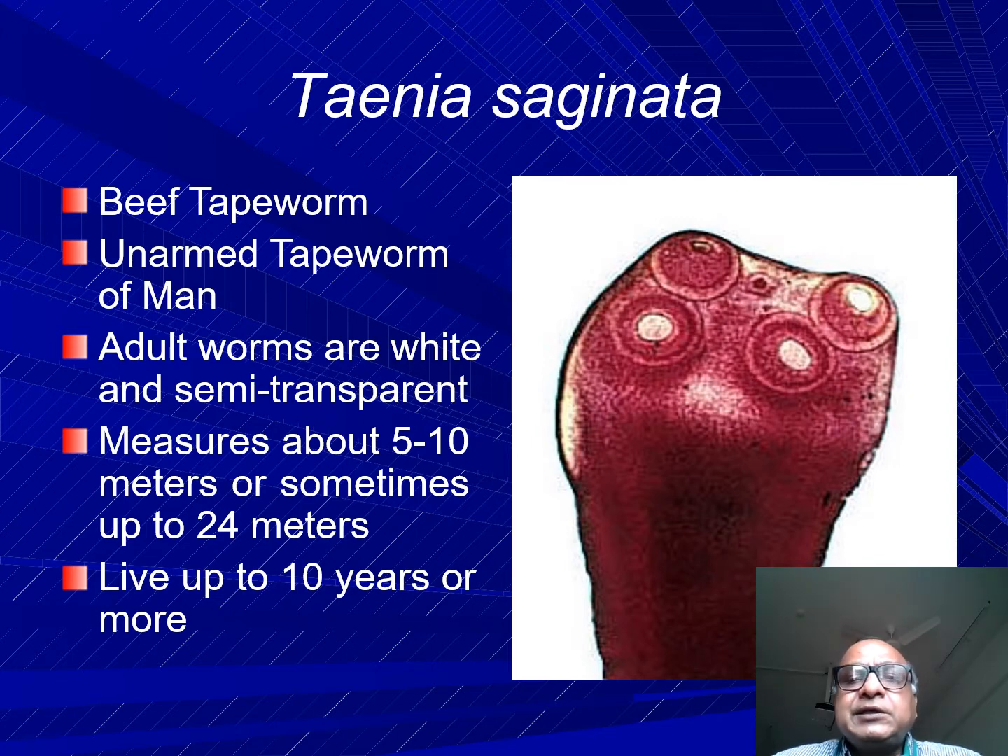Now, this is the head you can see in the picture of the Taenia saginata, also known as beef tapeworm, unarmed tapeworm of man. It lives up to 10 years or more in the human intestine, and it measures about 5 to 10 meters, or sometimes up to 24 meters.